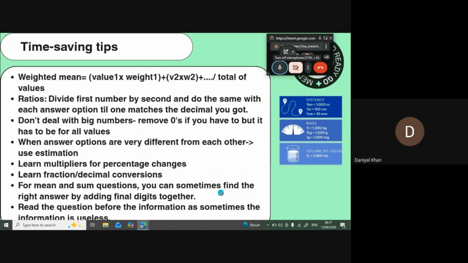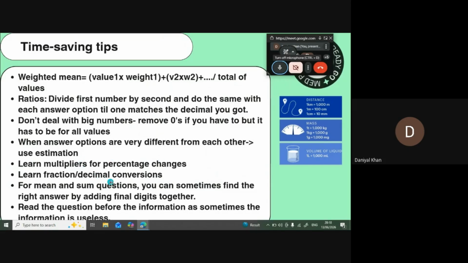For mean on some questions, you can sometimes find the right answer by adding the final digits together. That's very true. So if you have lots of values, you can just add up the final digits and divide, and sometimes the correct answer will be there. So for example, if you're adding up something that ends in 4, 4 and then 3, and then like 1, you'll get 12, and then 12 divided by 4, you get 3. So if any of the answers end in 3, you'll know that's the right answer. So that's something just to save time, more of an if you're running out of time type of thing.